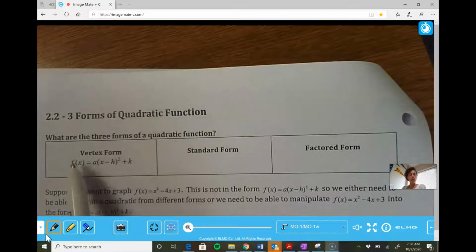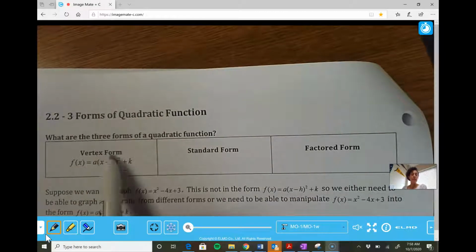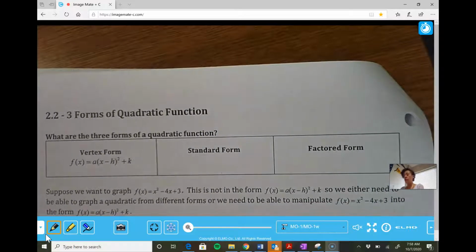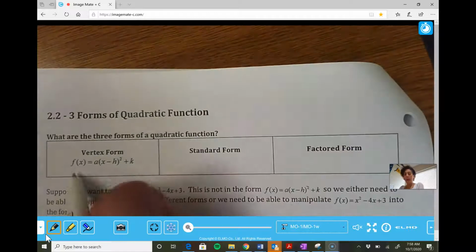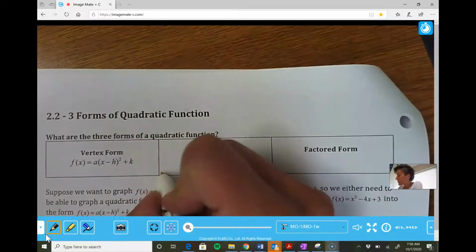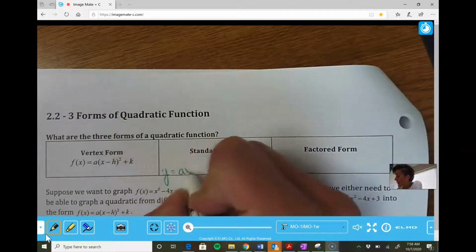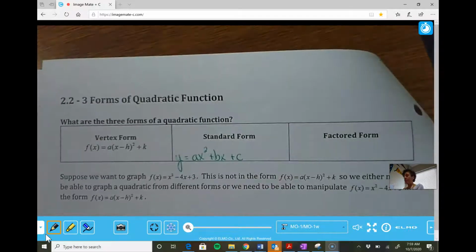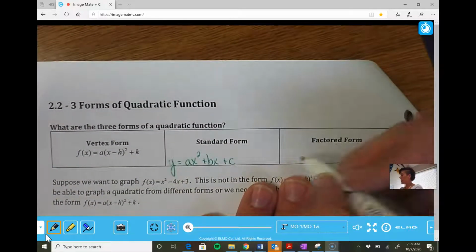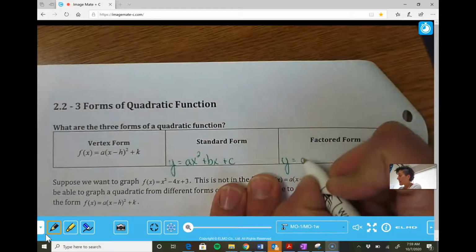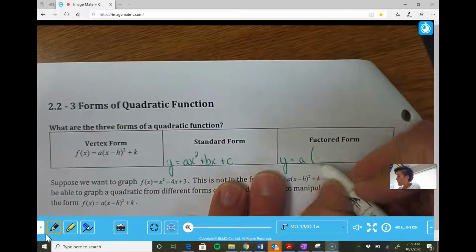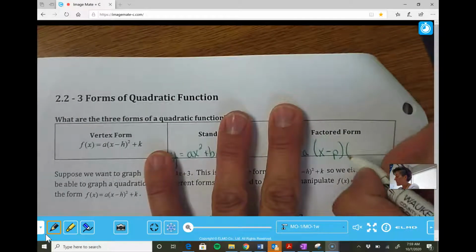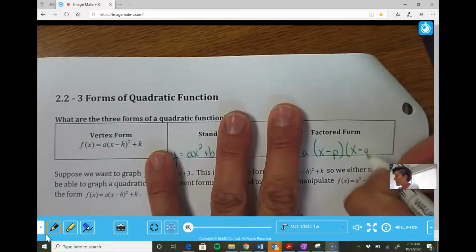So there is vertex form. Vertex form has that parentheses squared. This is the form that you used to graph in the previous section and the notes. And then you got standard form, and instead of f of x, I'm just going to use y. And this is it. y equals ax squared plus bx plus c. And then you have factored form. Sometimes it's also called intercept form. And it looks like this. So it's an a. And then in parentheses, they have x minus p. And I do not make up these letters. This is what they use, an x minus q.